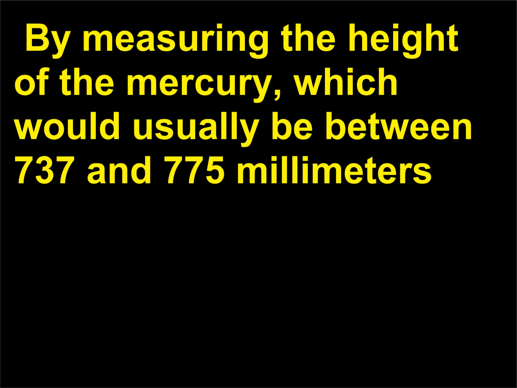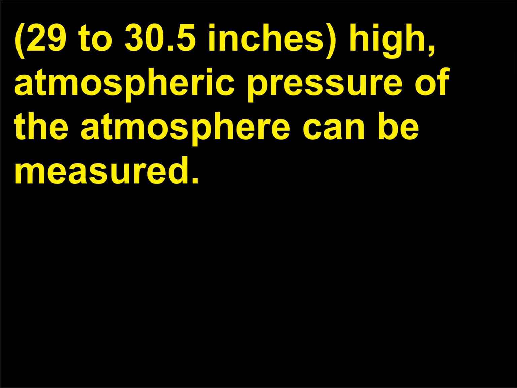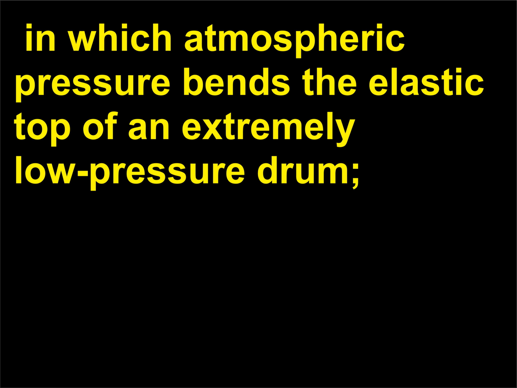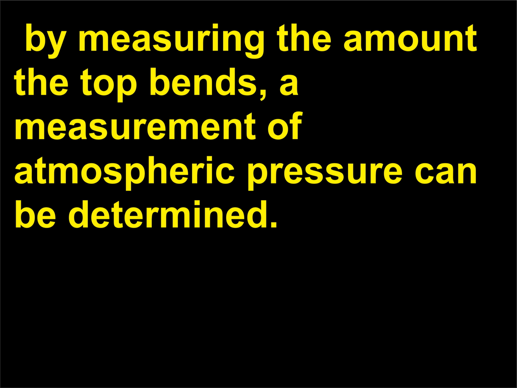By measuring the height of the mercury, which would usually be between 737 and 775 millimeters, 29 to 30.5 inches, high, atmospheric pressure can be measured. The most common household barometer is the aneroid barometer, in which atmospheric pressure bends the elastic top of an extremely low-pressure drum. By measuring the amount the top bends, a measurement of atmospheric pressure can be determined.